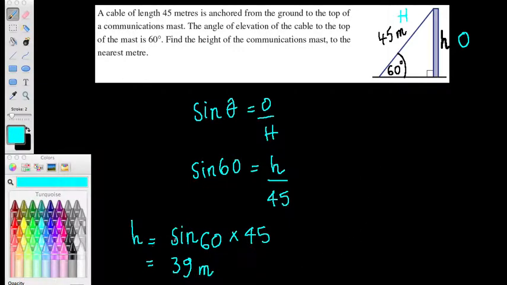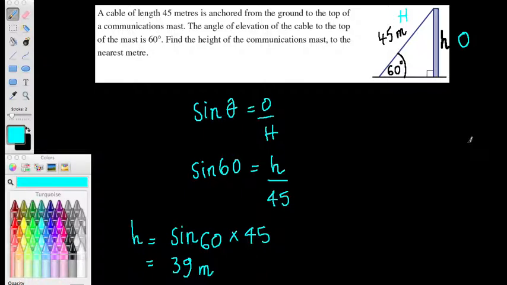I always like to look at my answer and check if it makes sense with the triangle I'm given. This opposite side should be shorter than the hypotenuse because the hypotenuse is always the longest side. It's 39 meters. That does make sense. If this is 45, that is longer than the 39. So that's our first example there. You may like to pause here and put this into your book.